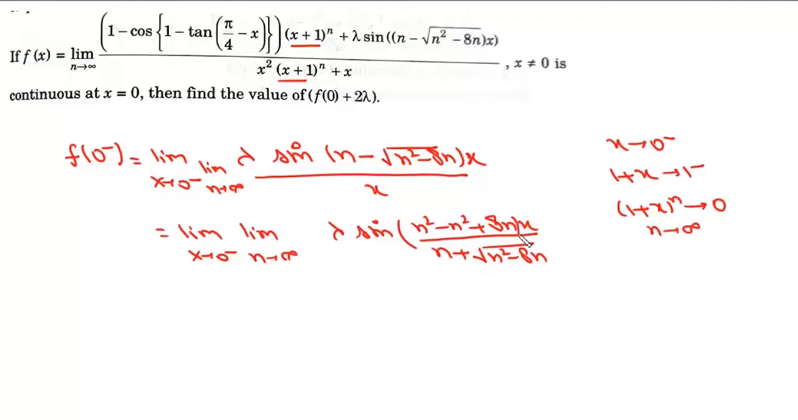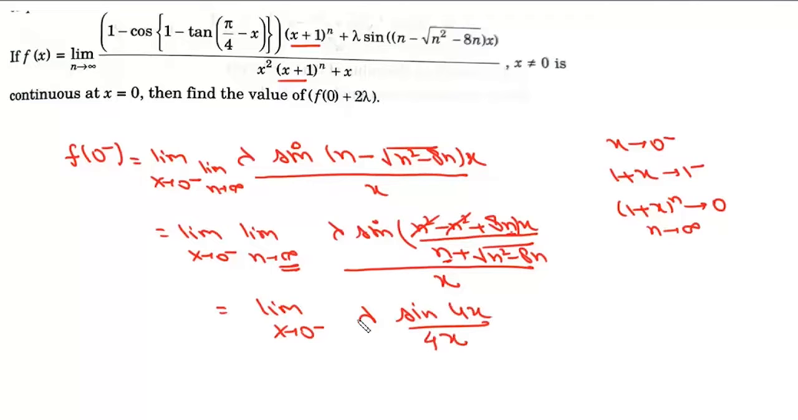So there will be sin 4x upon x. Now we multiply and divide it with 4. This is also a standard limit, and this is 1. So it will be equal to 4 lambda.